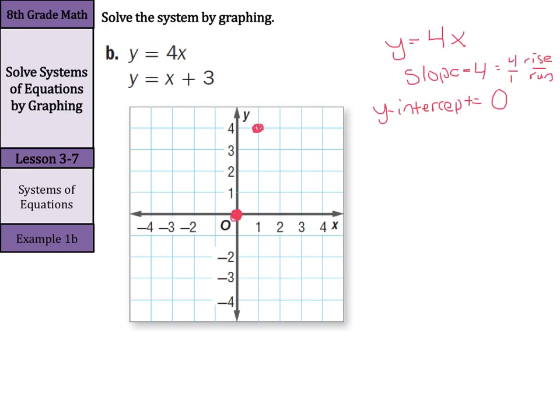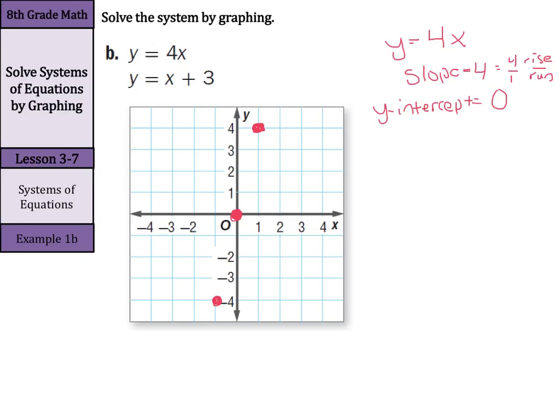Now we can't go any further up here on this graph. And again, notice we went up 4 and over 1, and that's the same thing if we go backwards as going down 4 and over 1. So we can do that same thing, go down 4 and over 1.